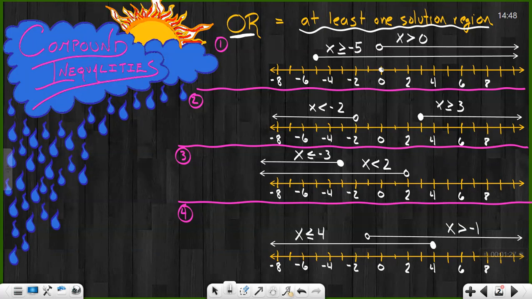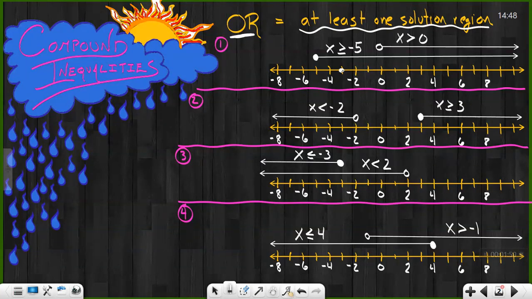What about 0? Is 0 greater than or equal to negative 5 or greater than 0? Well, yes, it's greater than or equal to negative 5. It makes the first inequality true. Therefore, it's in our solution region. Even though it did not make x is greater than 0 true, it still made at least one of them true, and I only need one of them to be true for it to be a solution.